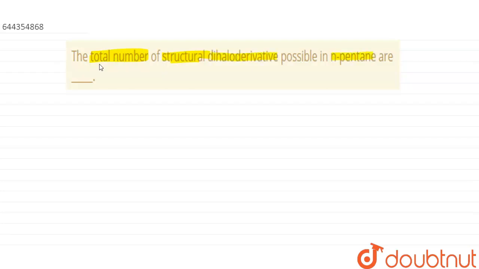Hello everyone, the question is: the total number of structural dihaloderivatives possible in n-pentane are. We have to tell how many total structural isomers of dihaloderivative of n-pentane are possible.